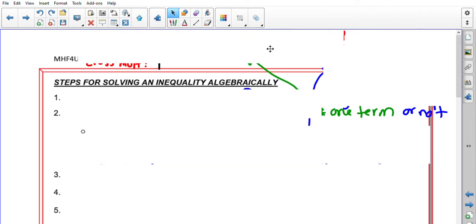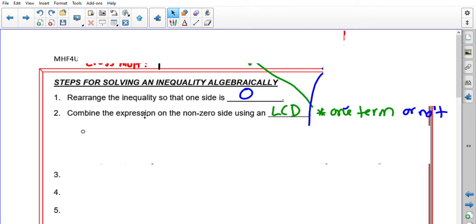All right, now we're going to move on to solving algebraically. Okay, so the first step here in solving algebraically is to rearrange the inequality so that one side is equal to 0. Okay, so you can bring all terms to one side right away.